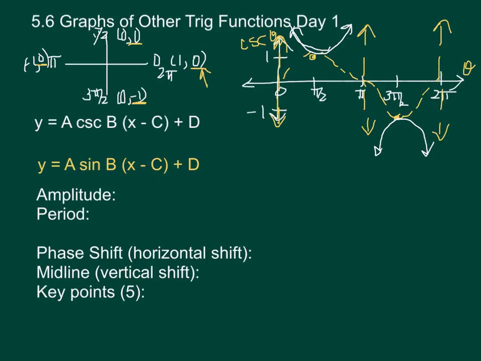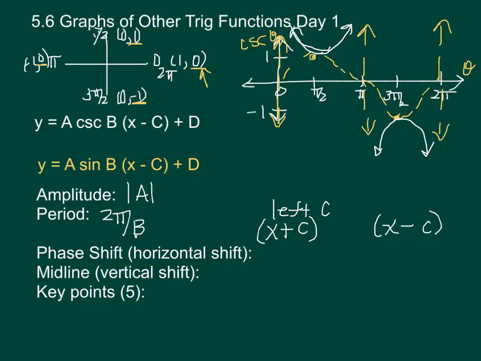Now, as far as everything else that we did for sine, you're going to do the same thing. I'm just going to put everything back. If you see plus c, remember you move left c units. And if you see minus, you're going to move right c units. Your midline is always y equals d. And remember to get your key points, you're going to start at your phase shift and do 1/4 times your period.